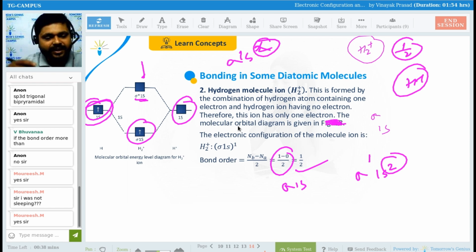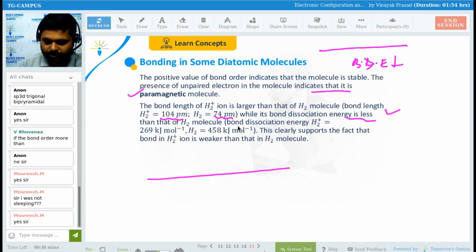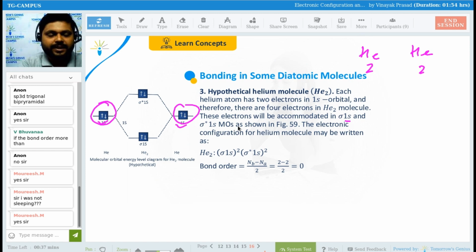So H2 and H2 plus, I hope this is clear now. Now we are moving to the He2 molecule. That is a hypothetical molecule that we are going ahead with, right? See here. So 1s, 2 electrons of this and 2 electrons of this, they will be combining.